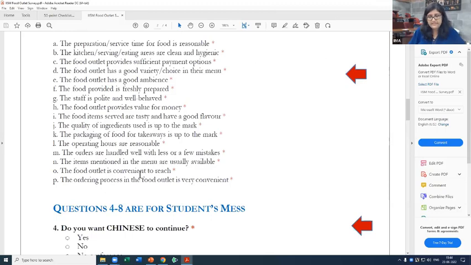The food outlet is convenient to reach. Reach from where? Usually food outlets are located in certain central places. Now, just because my home is far away is not their fault. So this question again doesn't make any sense.